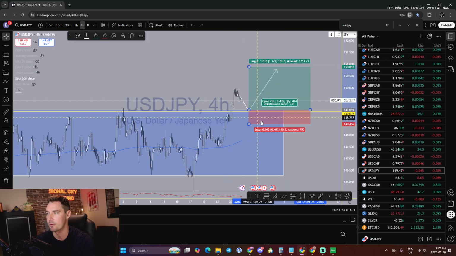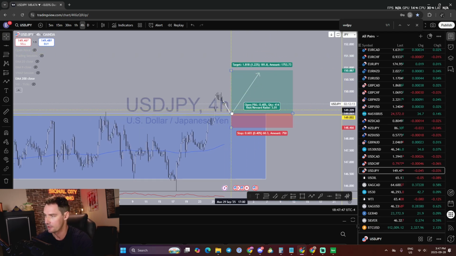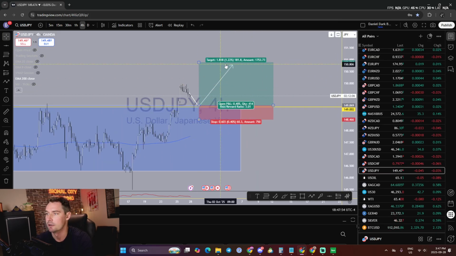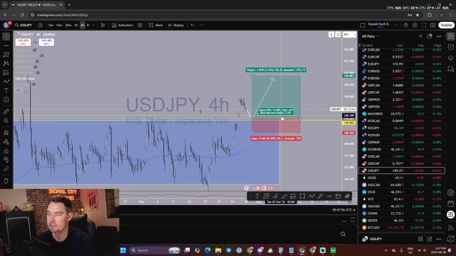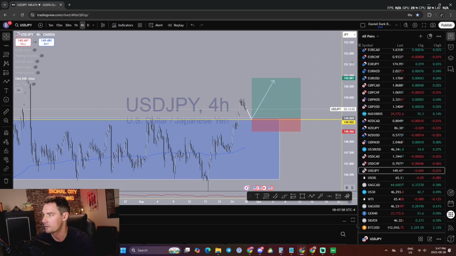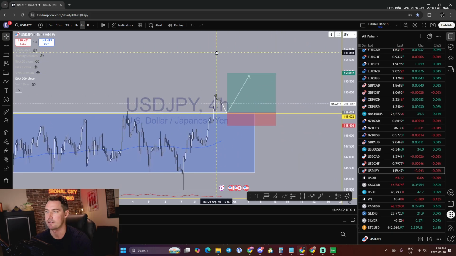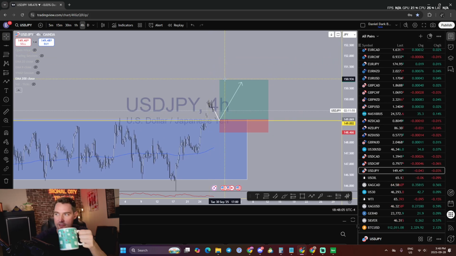So if you risked 1.5%, I like to risk 1.5% on these swing trades. That's what I like to do. Then at least you make 1.5% minimum if you get a nice run. But if you trail these things, sometimes they can just go and go and go. You could get like 5R, 6R. I've had situations like that in the past. It's really nice.